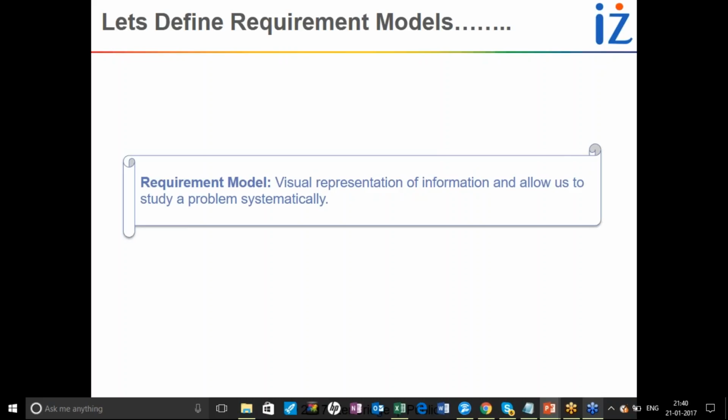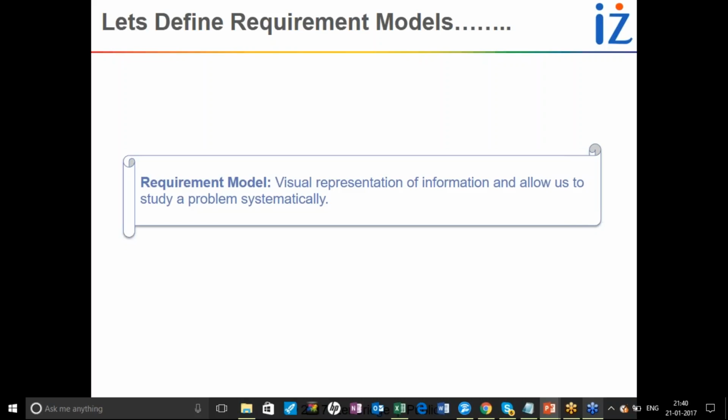Requirement models are used to make things easy, to understand complex information. It is a visual representation, and various models can be used to explore requirements according to the life cycle of the project. It is the tool to use to see what is important and what is crucial information so that the right requirements are created. So requirement models are a visual representation of information and allow us to study a problem systematically.